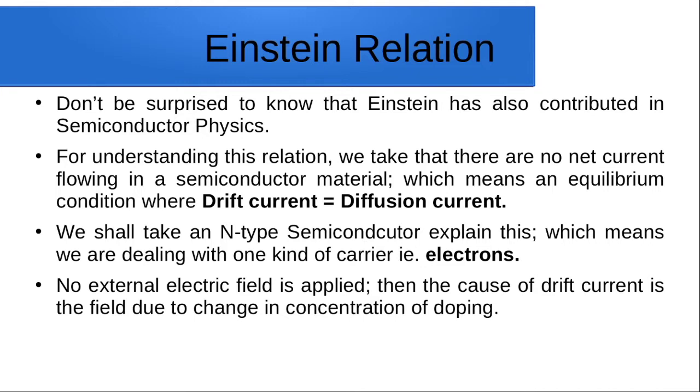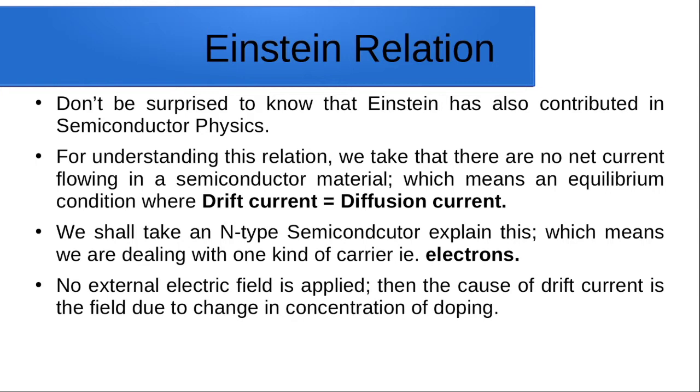In order to understand this relation, we will consider a few assumptions. We take that there is no net current flowing in a semiconductor material. In other words, at equilibrium condition, the drift current will be equal and opposite to the diffusion current, so that the net current will be zero. How this is happening, we will discuss in detail.